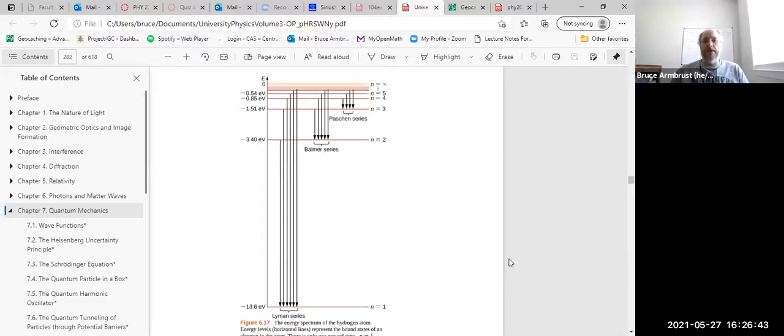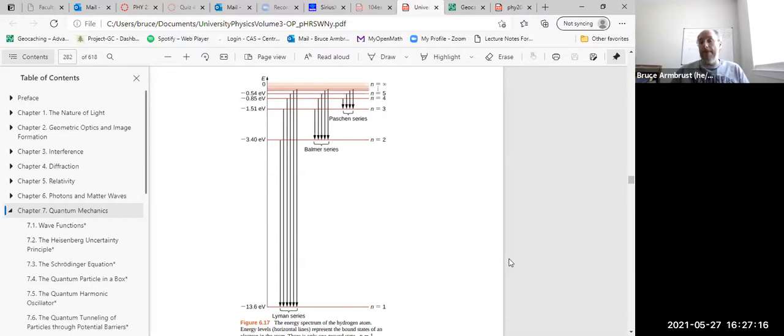So the Lyman series are the ones that all drop back to 1. So these are all the wavelengths or all the frequencies that you get when we drop to ground state. So from 2 to 1, 3 to 1, 4 to 1, 5 to 1, 6 to 1, whatever. So that's those wavelengths. The Balmer are all the ones where we drop to 2. And then the Paschen are all the ones where we drop to 3.